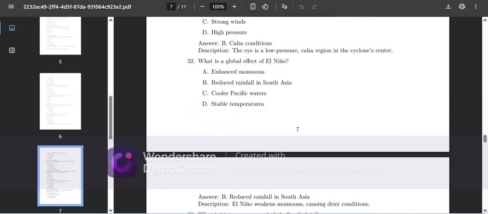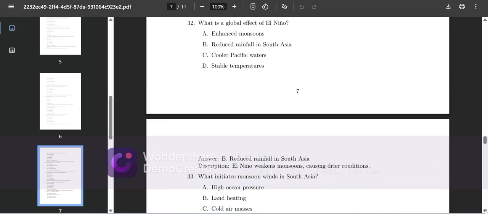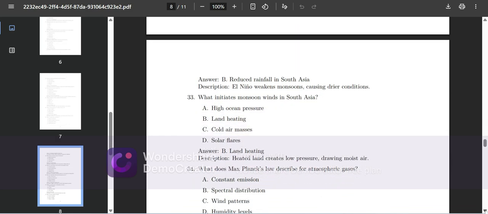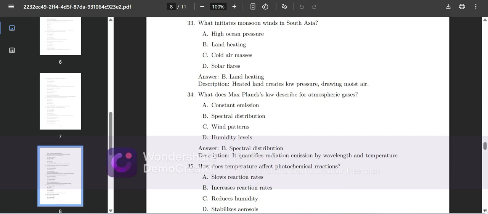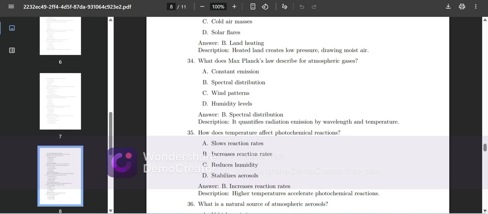What is the global effect of El Nino? Reduced rainfall in South Asia. El Nino weakens monsoons causing drier conditions. What initiates monsoon onset in South Asia? Land heating. Heated land creates low pressure drawing in moist air.